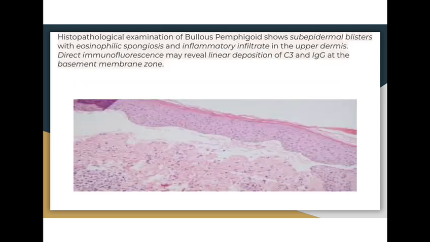On histopathology, we can see the separation at the dermo-epidermal junction because of the hemidesmosome disruption. This is the epidermis here, this is the dermis, and you can see they are separated.